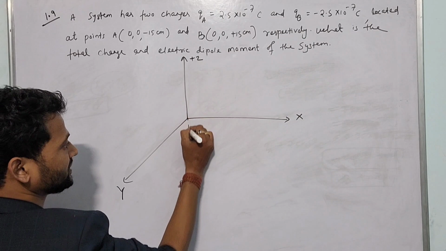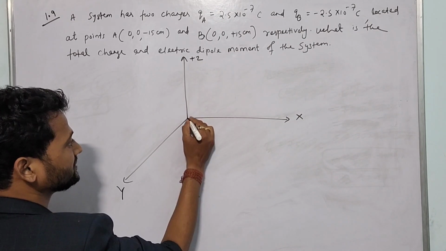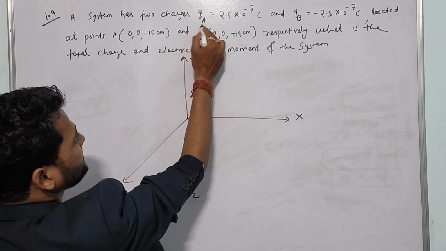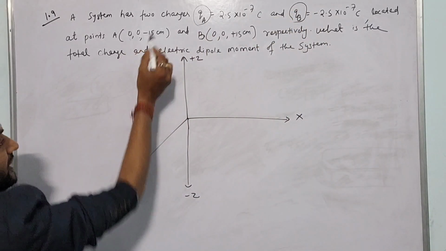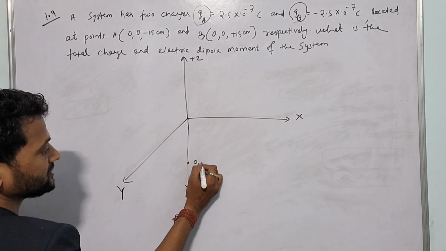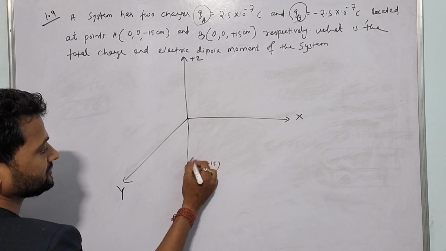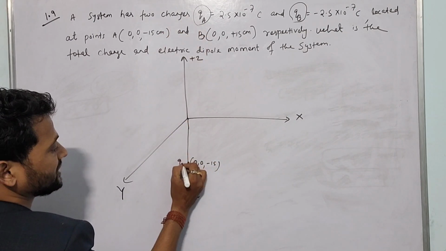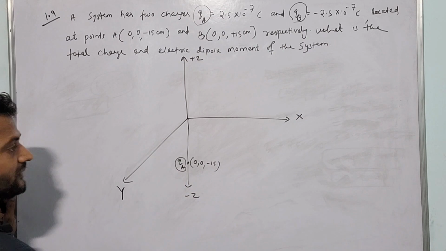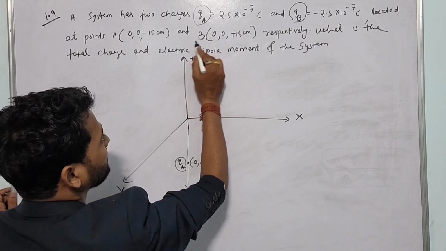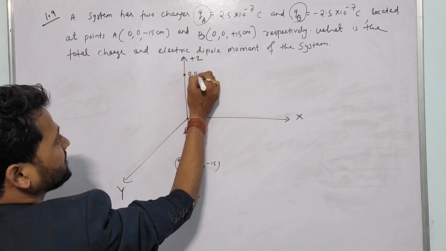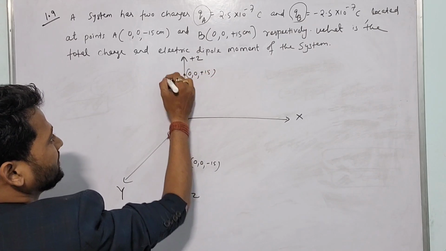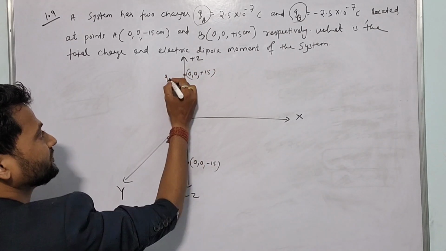If this is the positive z-axis, what will this be? Negative z-axis. Clear? So there are two charges, QA and QB. One is located at 0, 0, minus 15, so this coordinate is 0, 0, minus 15, and here the charge is QA. Another charge QB is located at 0, 0, plus 15, so this coordinate is 0, 0, plus 15, and the charge is QB.